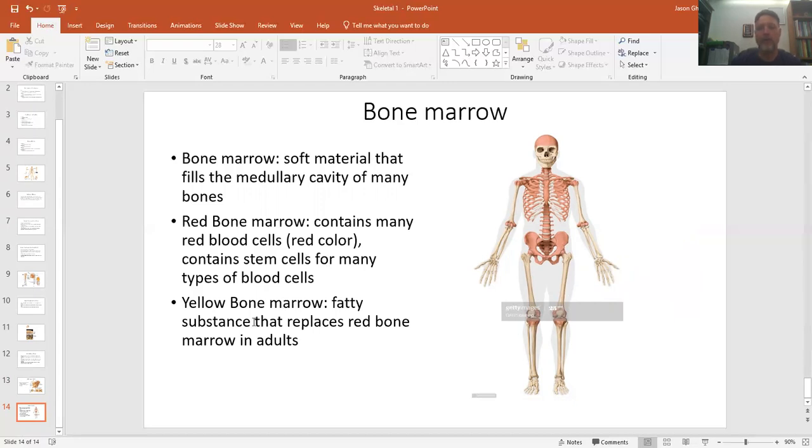So a lot of our bone marrow turns into yellow bone marrow, which is where we store fats and nutrients and stuff. If for some reason we need to produce more red blood cells, we can convert that yellow bone marrow back to red bone marrow to produce red blood cells.